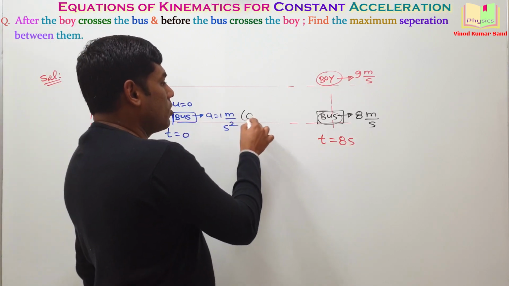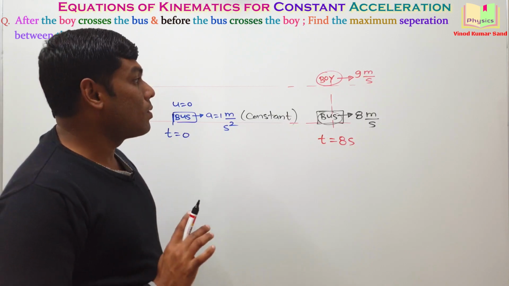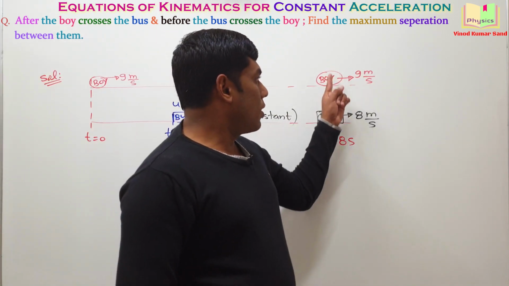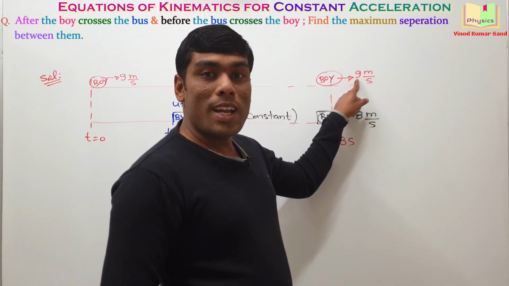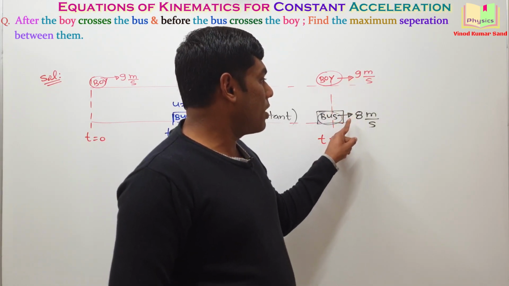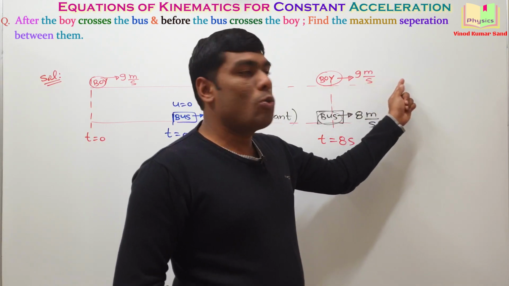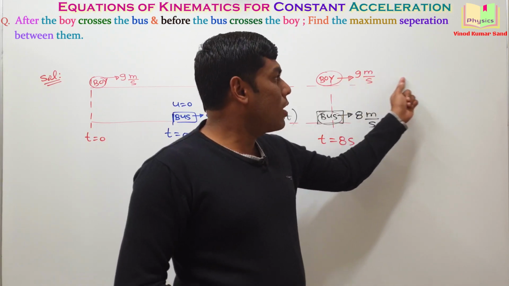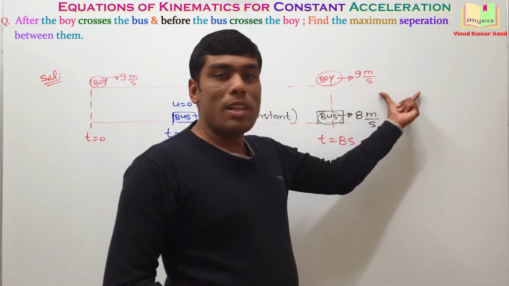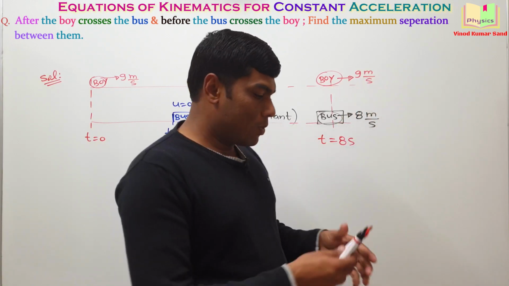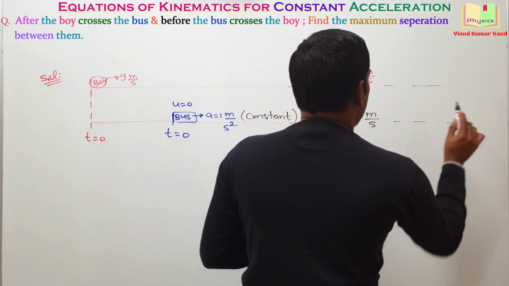The acceleration of the bus is constant, given to us, so we can use the equations of motion very easily. Now, if we observe at this moment, the speed of the bus is 8 meter per second, the speed of the boy is 9 meter per second. It means just after this moment, if you check for some time interval, the boy is moving faster. If it is moving faster and the bus is comparatively moving slower, the distance between them will increase. Getting it? So let's say we draw the diagram for that scenario.